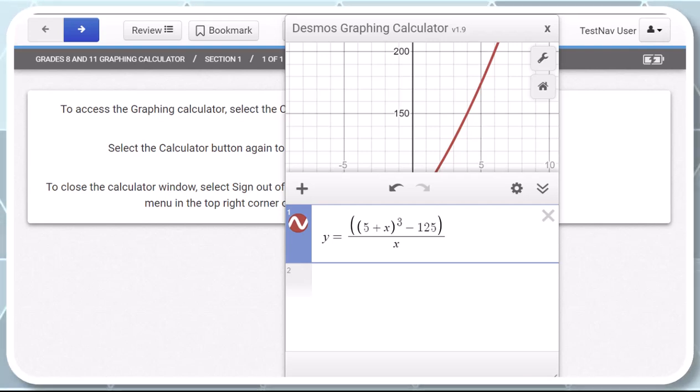But if I travel along the curve until I get close, and I look at the y values as I'm getting closer and closer to 5, where am I? Where's my 5? Where's my 5? 175? Why am I getting 75?